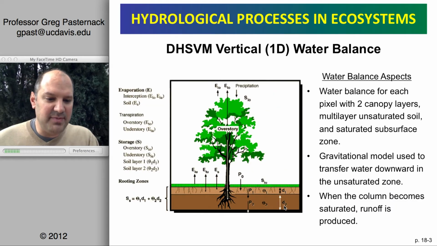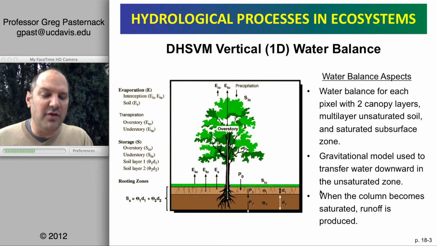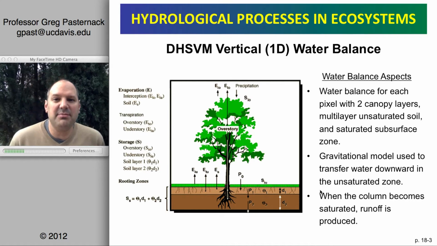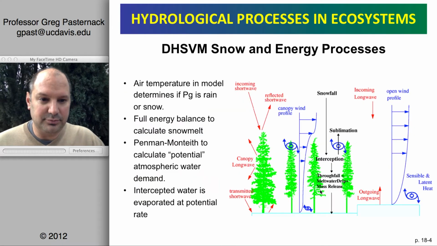Okay, so I should just mention that in this case, runoff occurs as a saturation excess. So you have to fully saturate the soils before runoff can occur. That means that this model does not represent Hortonian overland flow.